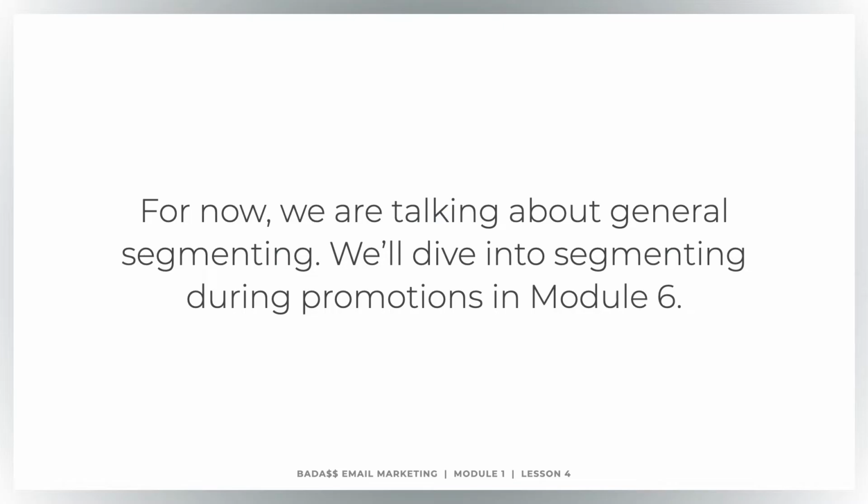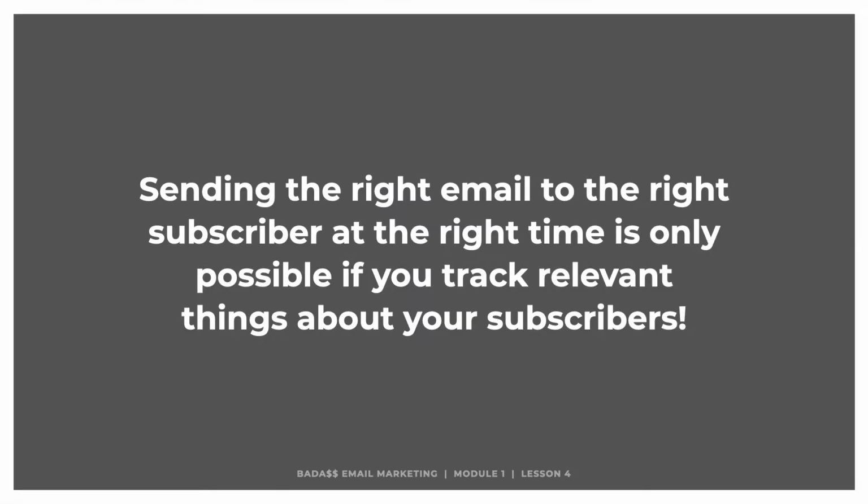Sending the right email to the right subscriber at the right time is only possible if you track relevant things about your subscribers. I mean, we know that. And I can use a very simple example. If someone has already bought your signature product, you don't want to send them an email inviting them to buy your signature product. So that's a quick example, but you get the point that having and tracking information about your subscribers allows you to really target the messages you're going to send.